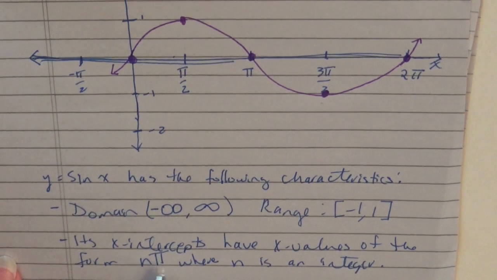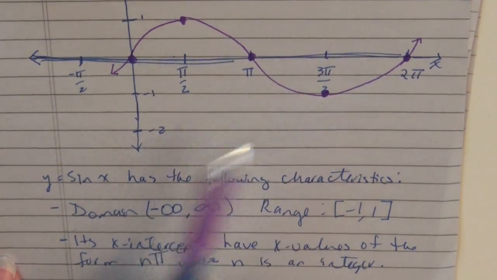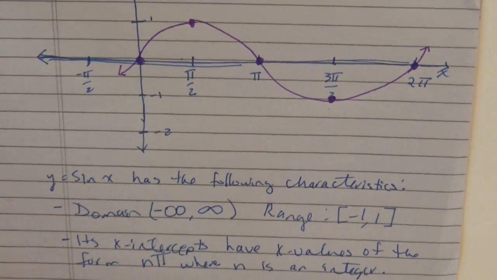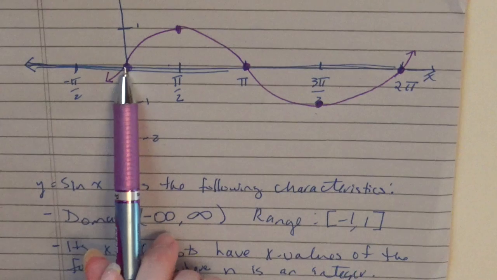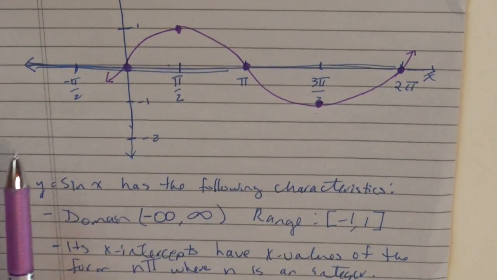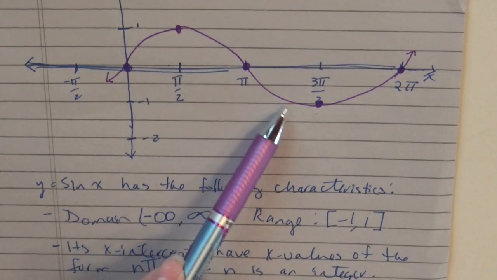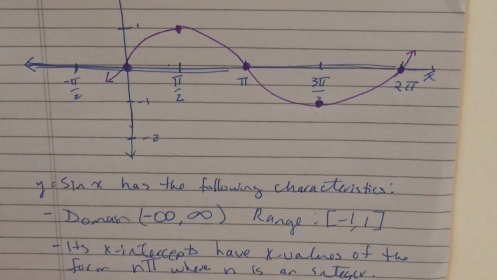And we've talked about the range of this before. The x-intercepts have x values of the form n times pi, where n is an integer. So our x-intercepts on the sine function are always going to be some multiple of pi. Our period is 2 pi. Now what is the period? Well, the period is a complete cycle of this function. So this function goes through one complete cycle at 2 pi.